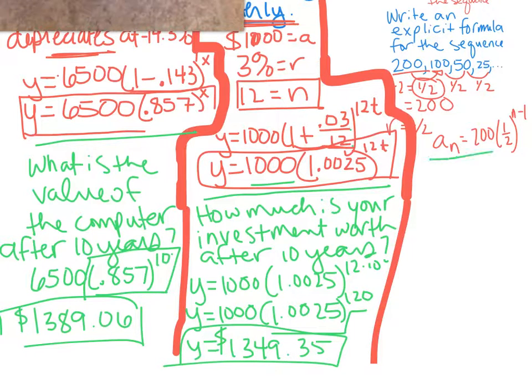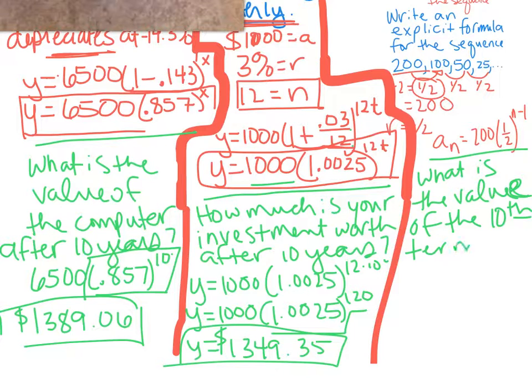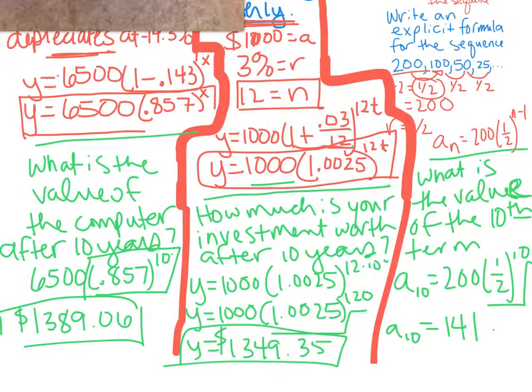And finally, in the geometric sequence problem, you might be asked, what is the value of the 10th term? Obviously, it won't always be 10 in your test, but I wanted to keep some things consistent across the board here. So that means we are looking for a sub 10. So we take our little formula and raise our 1/2 to the 10th power, and then multiply it by 200. And we learned that the 10th term is going to be $141.42.